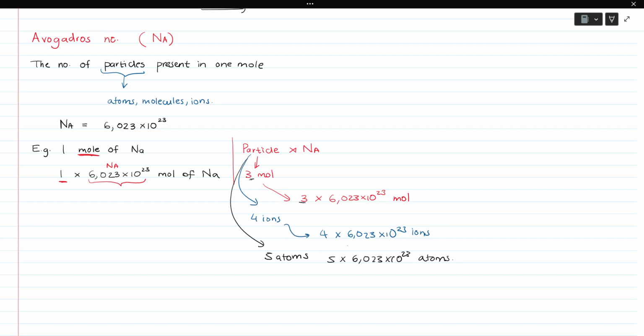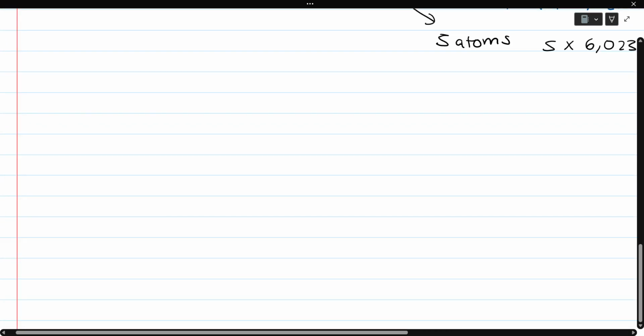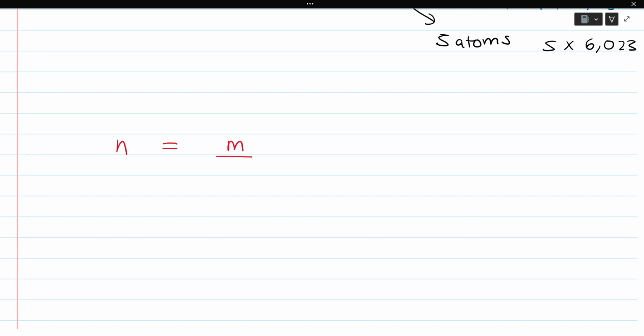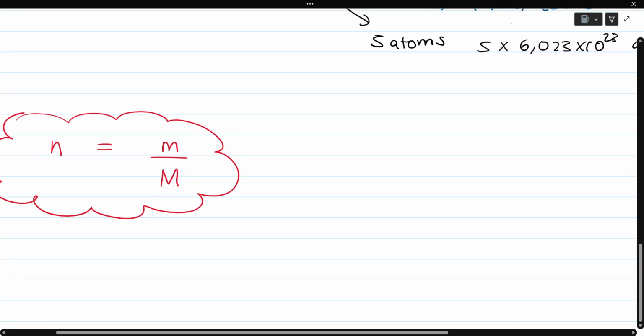Okay, so besides that, I just want to also refresh your memory on an equation that we did earlier on. And it looks something like this. So we said n is equal to m over capital M. So this was an important equation for the mass and moles, and it is going to become useful, especially when we start looking at calculations and equations. So we're just going to quickly remind ourselves of what this all means.